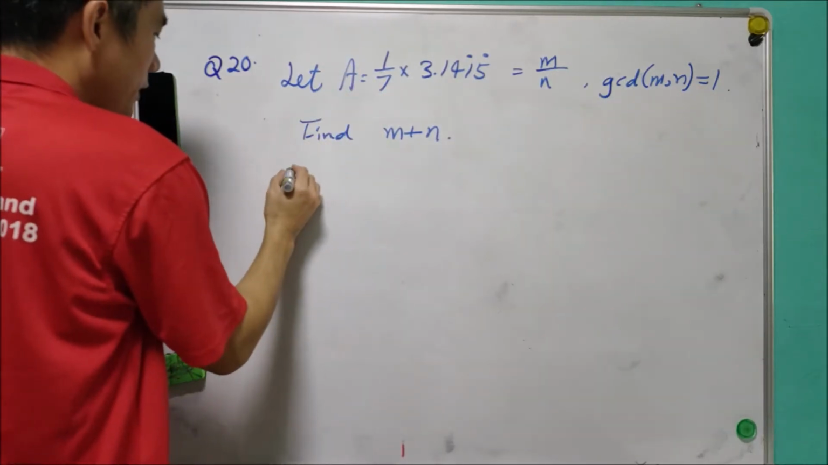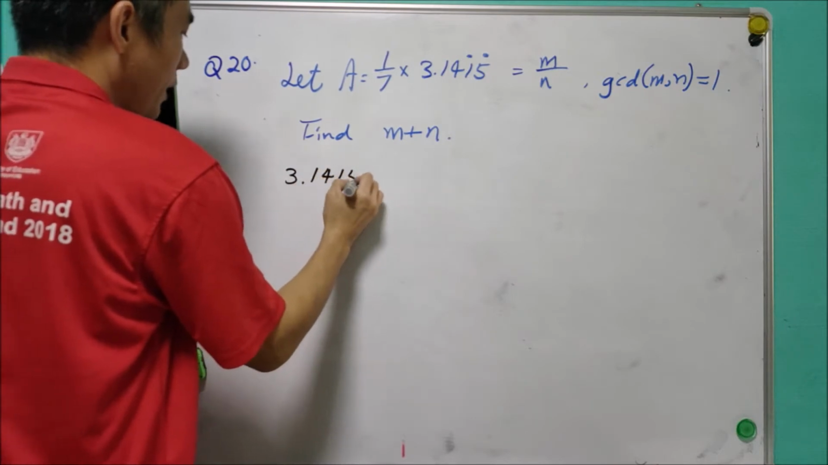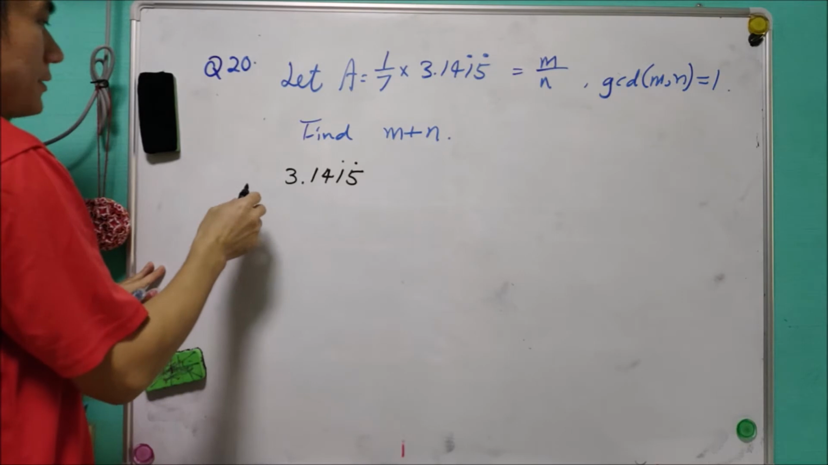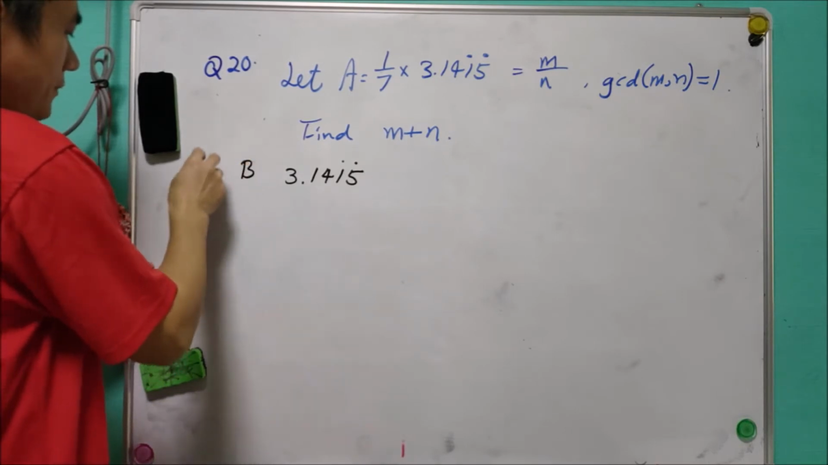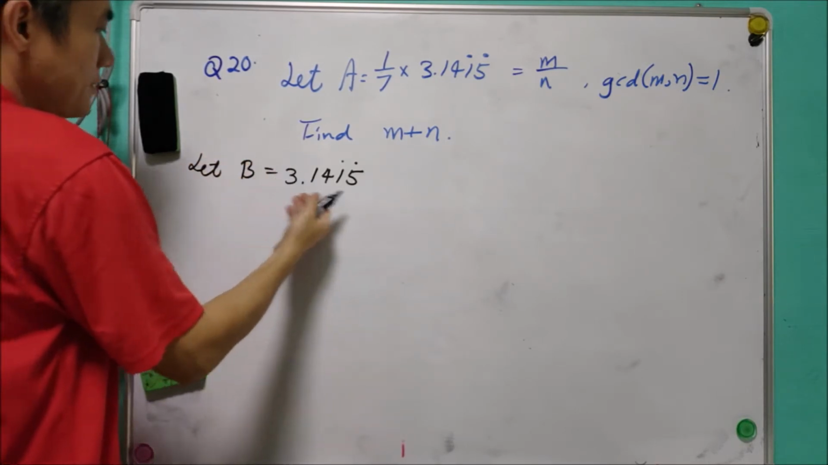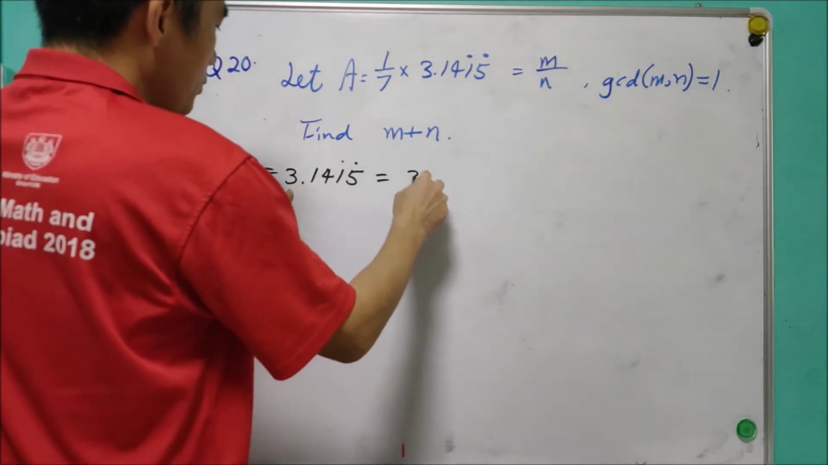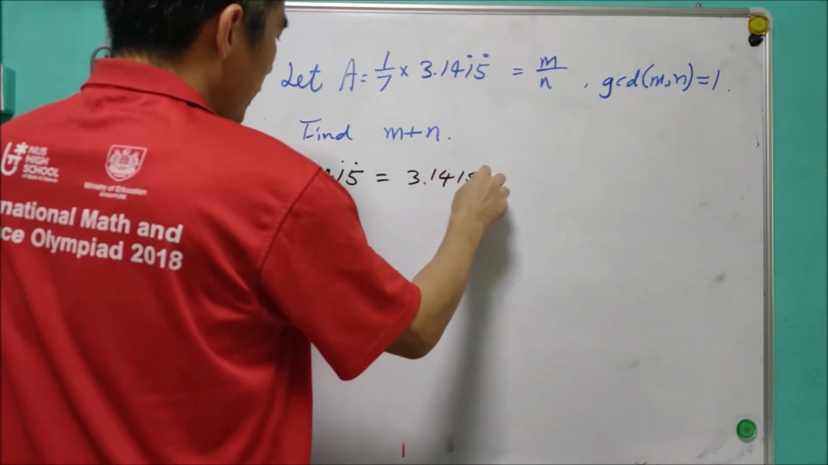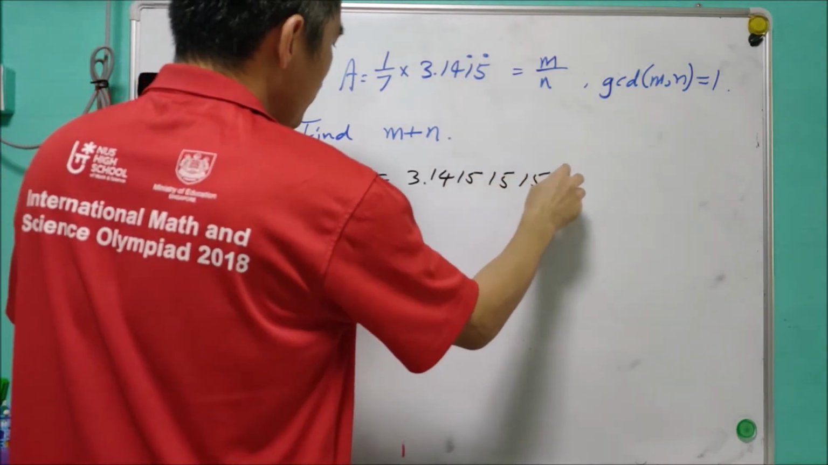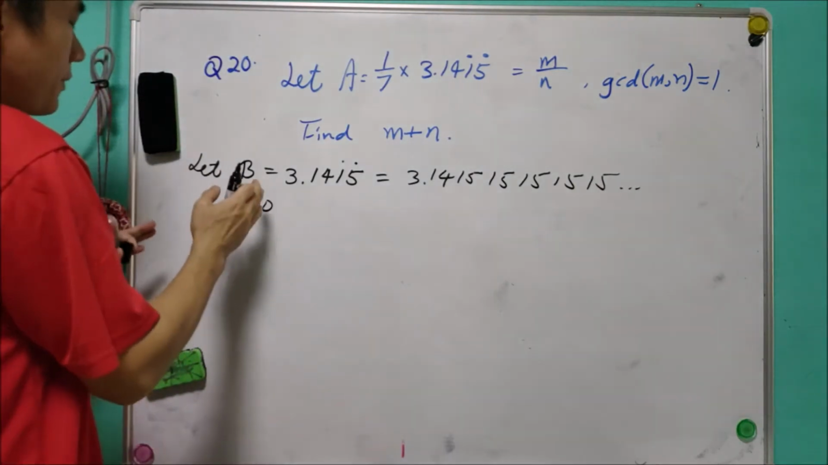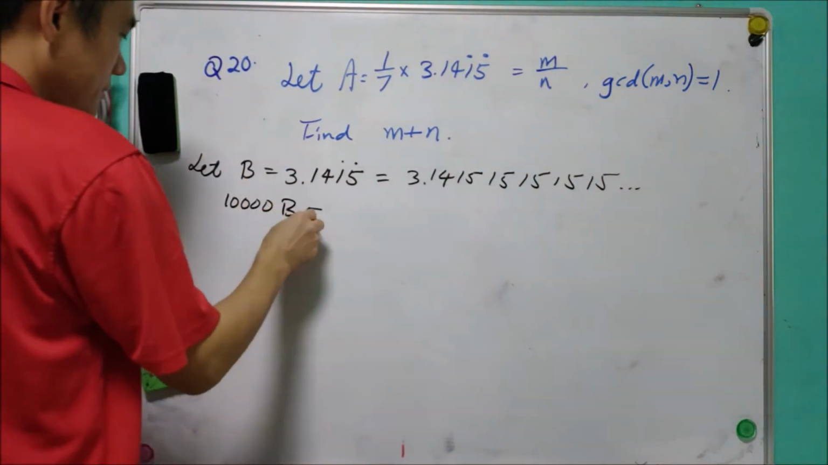First of all, we need to write 3.1415 repeating as a fraction. So I will let this number be b. And this actually means 3.141515151515 and keep repeating. I'll multiply b by 10,000.